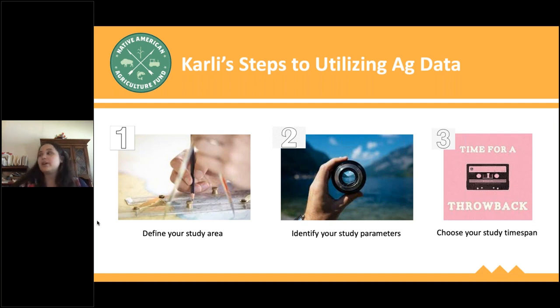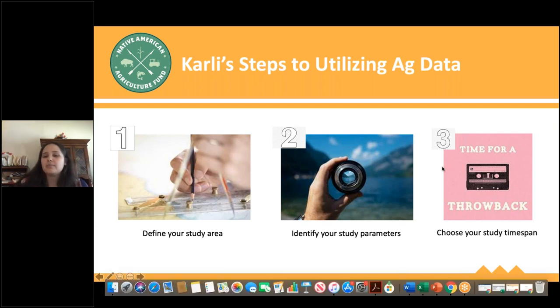Number three is to think about your time span. So Ginger mentioned earlier that the agriculture census has been happening for a long time. USDA NASS took it over in 1997. So even there, you have lots of options on how far back you want to look. So think about your time span before you get started.